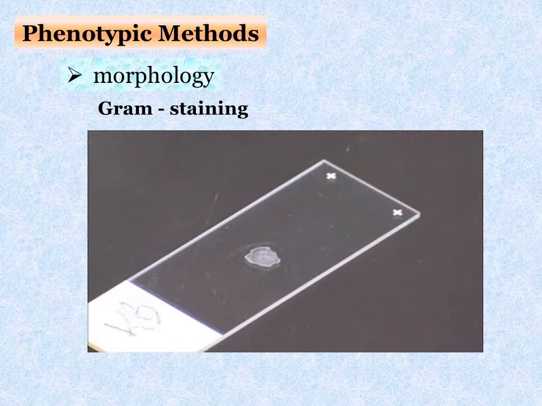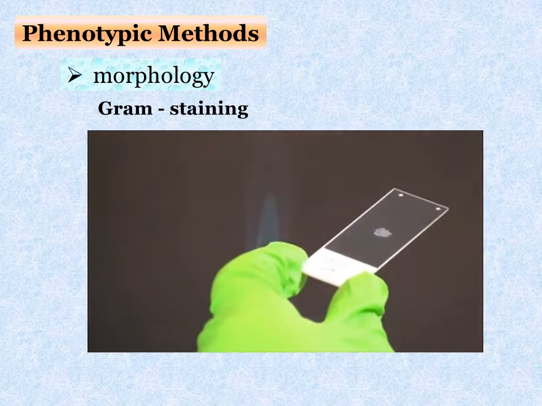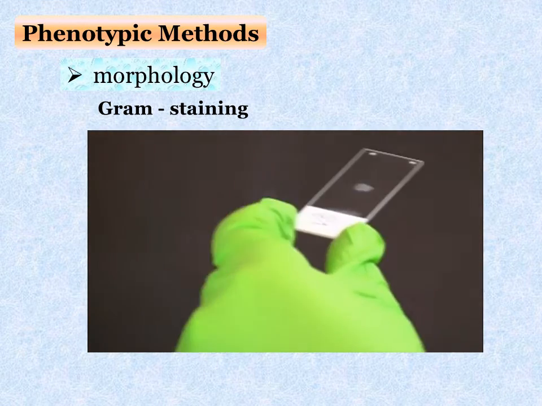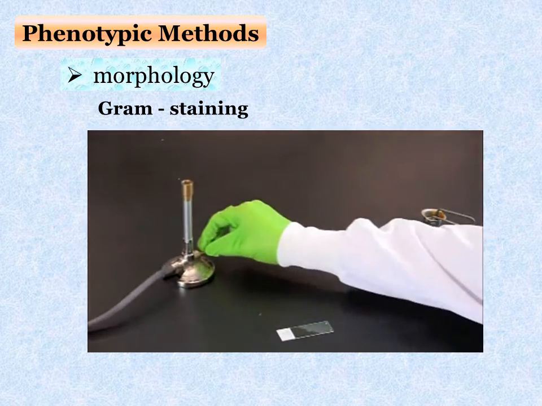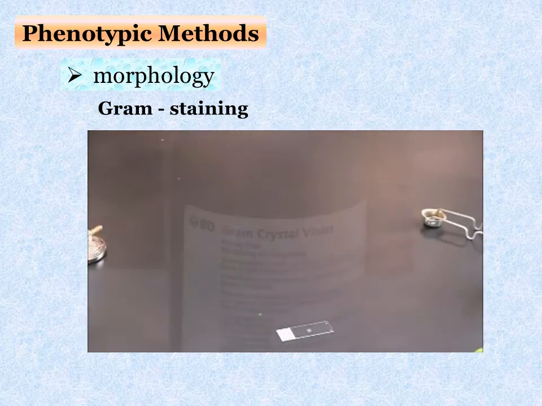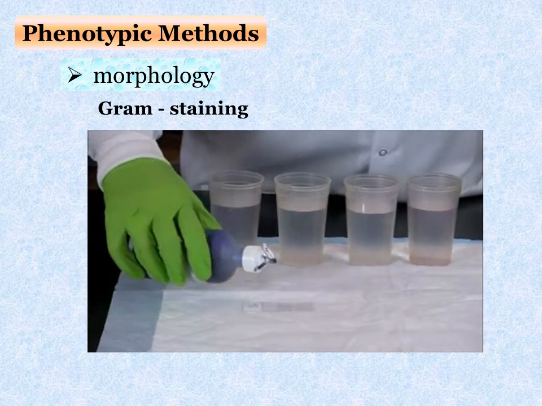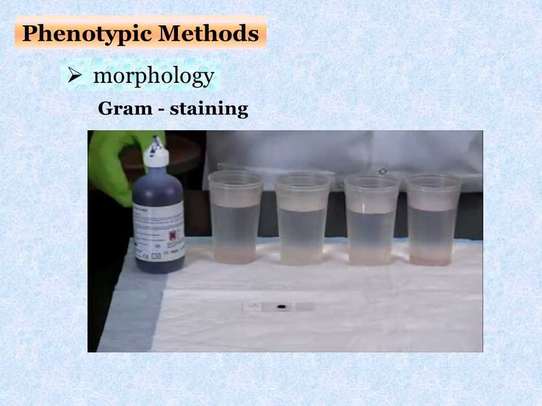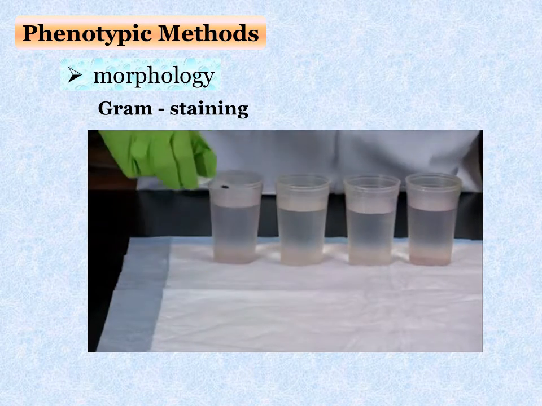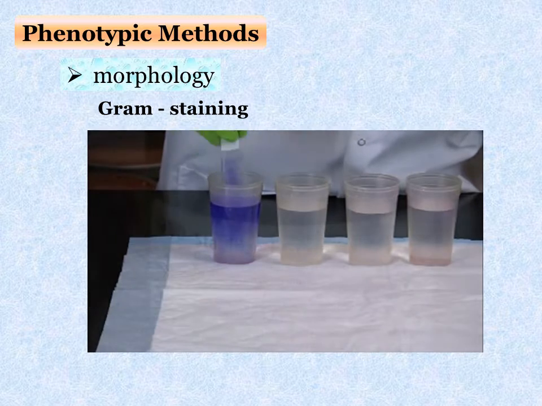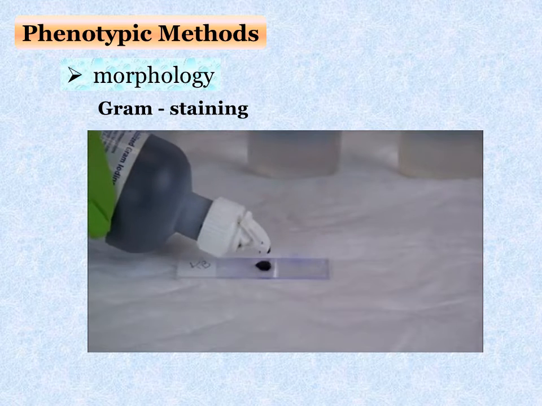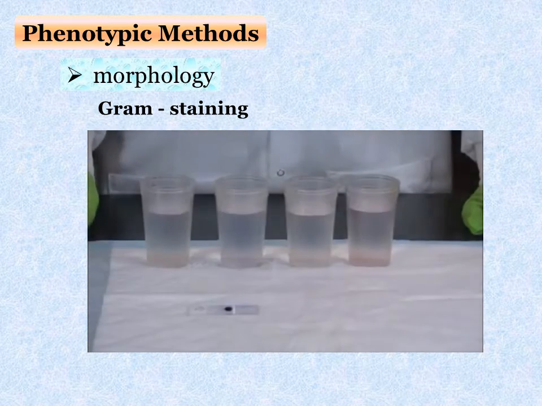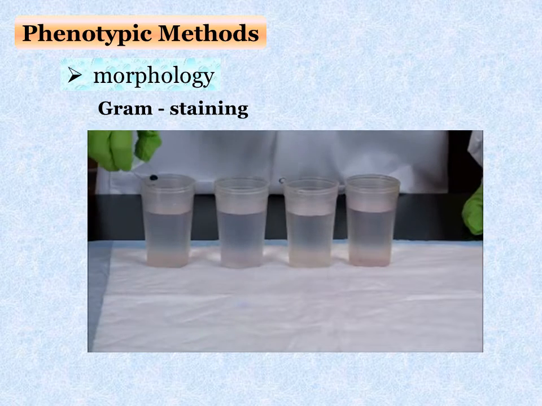Let the liquid dry for 10 minutes. Heat fix the bacteria by passing the slide over the flame 3 times. Add crystal violet stain. Then rinse the slide in distilled water. Add gram's iodine and rinse again in distilled water.